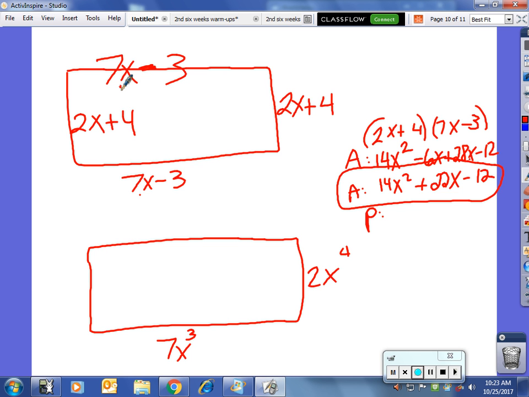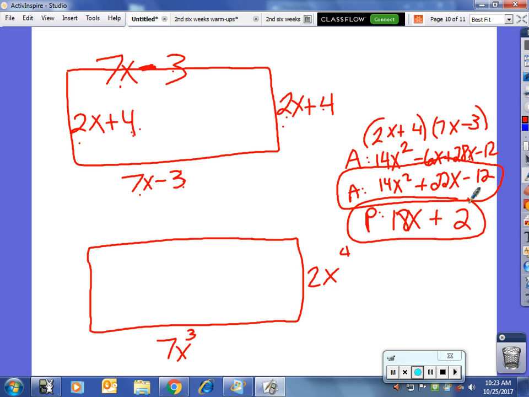7x is 14x plus another 2x and another 2x. That's 18x, isn't it? And then I've got a negative 3 and a negative 3, which is negative 6. A positive 4 and a positive 4 is positive 8. So what's the total of a positive 8 and a negative 6? Positive 2. That's my perimeter.